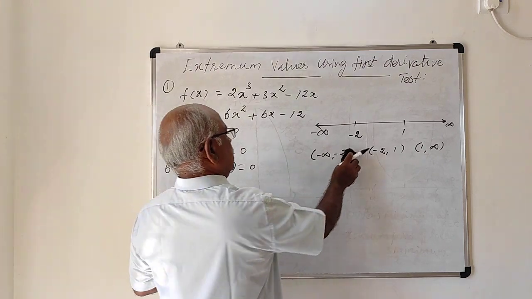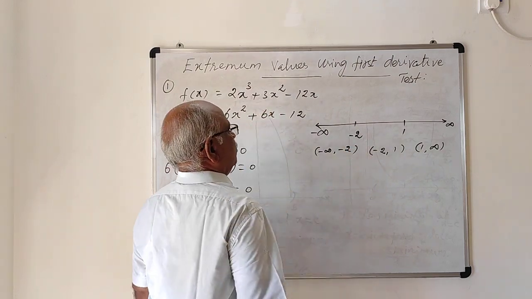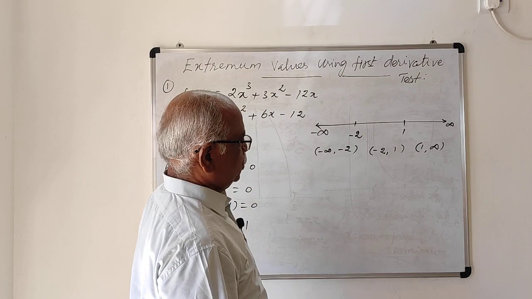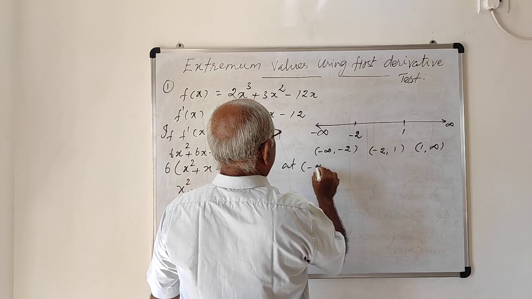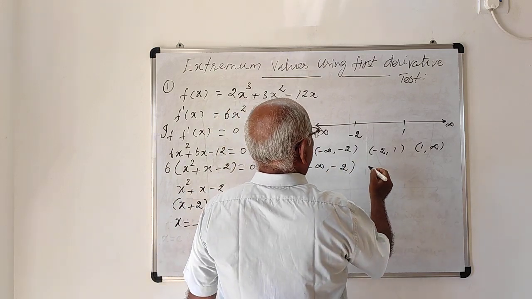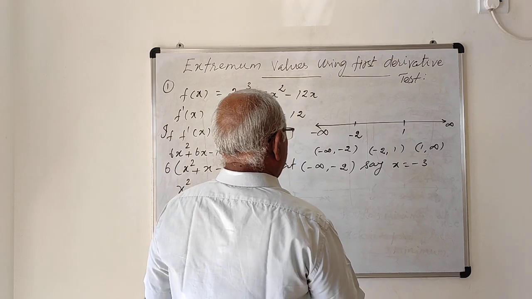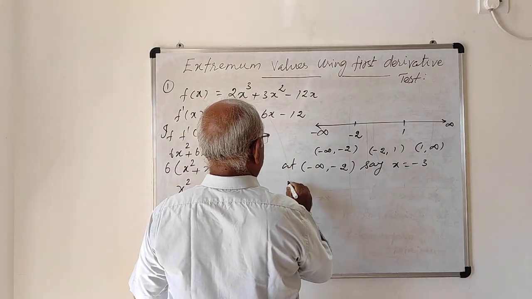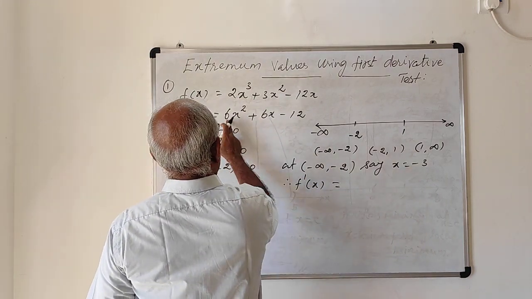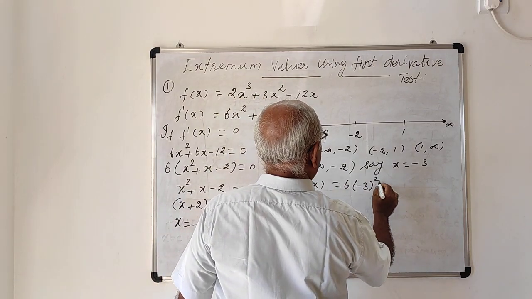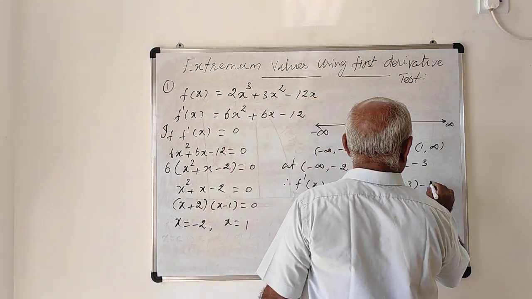We have to check whether f dash of x is increasing or decreasing in these intervals. First, in the interval minus infinity to minus 2, we can consider a point x equal to minus 3. You substitute x equal to minus 3 in f dash of x. This is 6 into minus 3 square plus 6 into minus 3 minus 12.